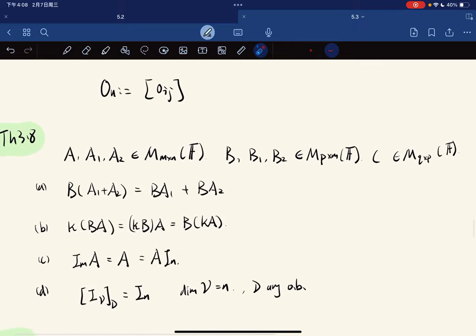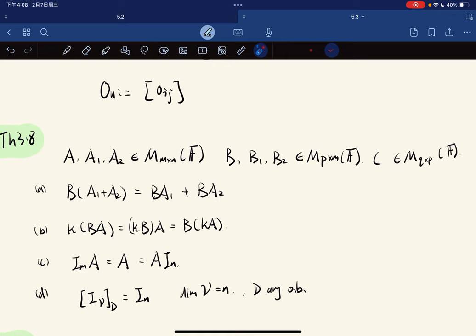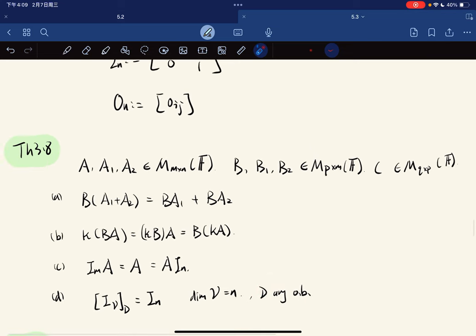The theorem, I just skipped the proof because it's kind of trivial, because, well, it's just matrix multiplication. It is distributive. You can bring a constant in and out, and I_m A is equal to A I_n, just with the identity matrix, it gives you back itself. And the matrix of the identity map on V is equal to I_n, the identity matrix, for D being any ordered basis.